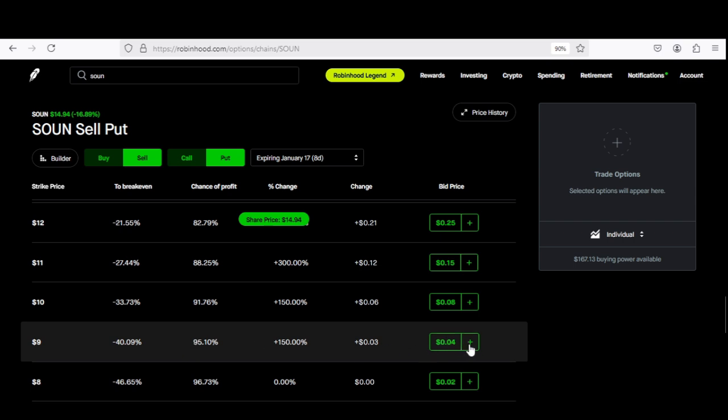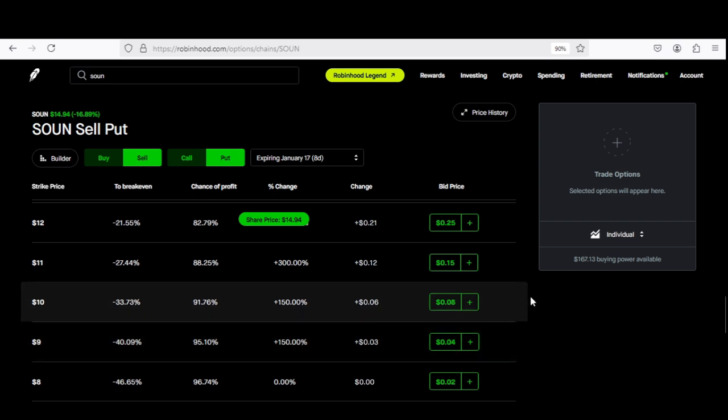So with the $9 price right here, I have a very high chance of profitability. However, I'm only going to get paid 4 cents. So in actuality, I'm going to have $900 of my portfolio reserved, just waiting for this stock to come back to $9, but I'm only making $4. In my mind, that trade just does not work for me. The risk to reward does not work.